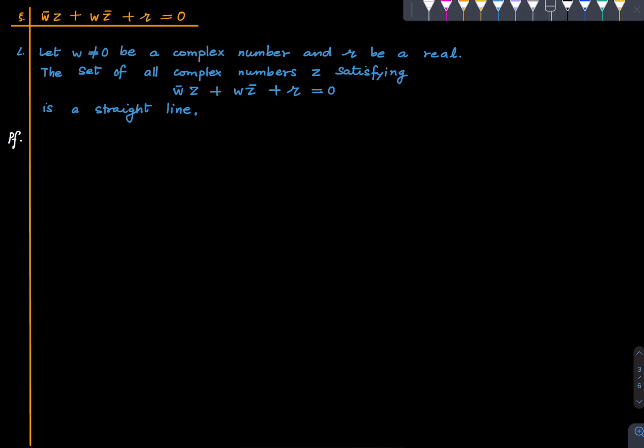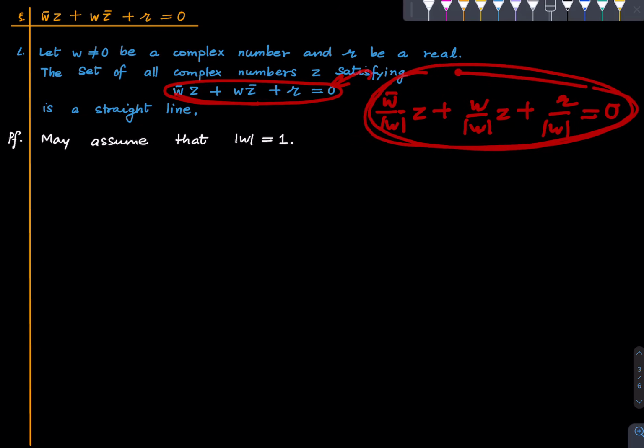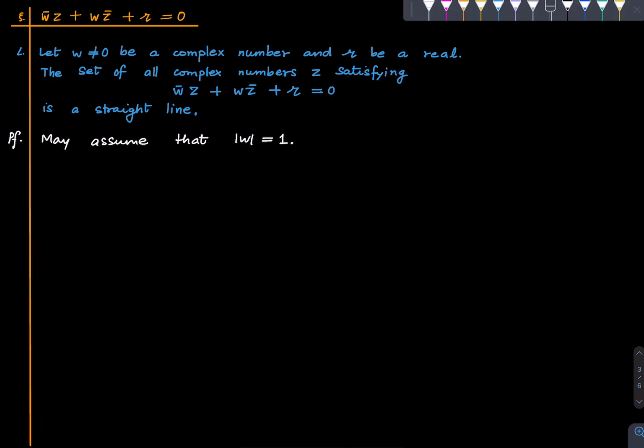All right. So let's prove this. So first we may assume that the magnitude of W is 1. Why is that? Because if it is not 1, then just multiply both sides by the magnitude of W. So on the left side we would get this expression, and the right side of course becomes 0. So Z satisfies the first equation if and only if it satisfies the second equation, and therefore we may assume that the magnitude of W is 1, because the magnitude of that guy is 1.